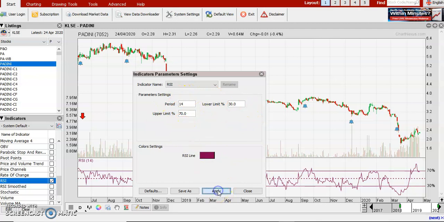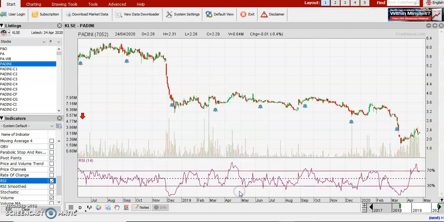So I just apply and close. Okay, so this is what the RSI looks like. It's mentioned here, RSI 14 days. Okay, so this chart, a pattern chart, is showing a downtrend. So we can use RSI first by looking into the crossover rule for a buying and selling signal.